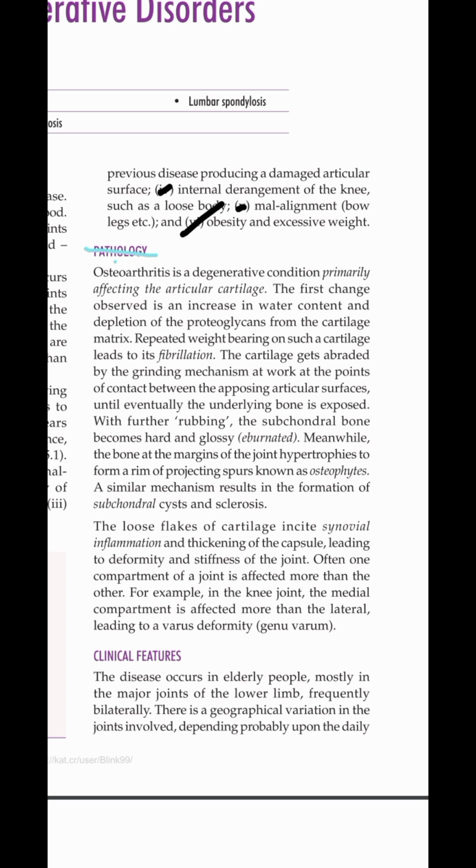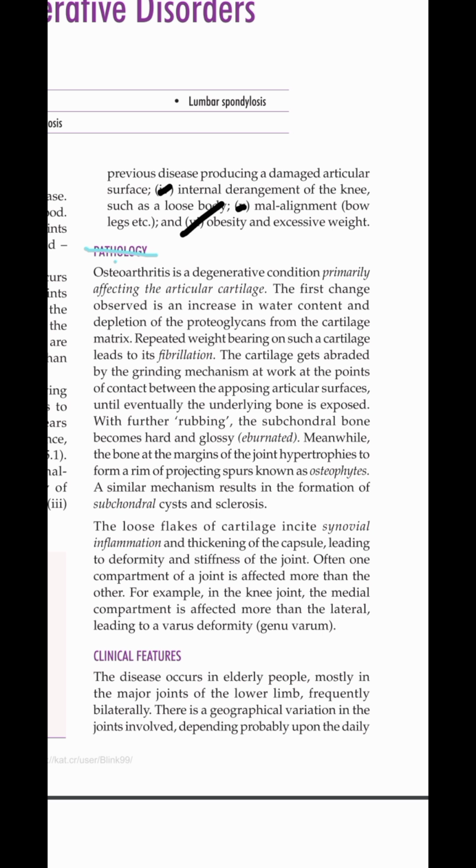So, loose flecks of cartilage inside the synovium, inflammation, and thickening of the capsule lead to the deformity and stiffness of the joint. Often one compartment of a joint is affected more than the other. For example, in the knee joint, the medial compartment is affected more than the lateral, leading to the varus deformity known also as genu varum.